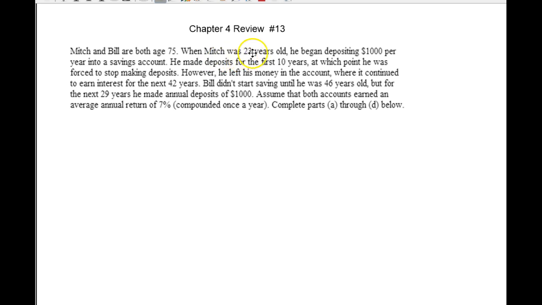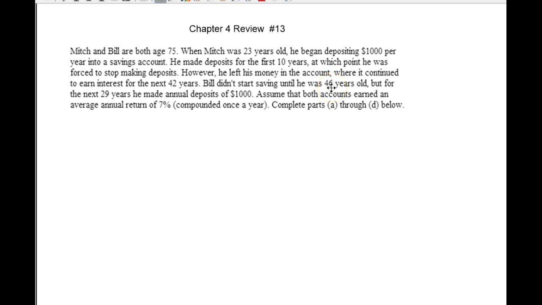One of them several years ago started depositing $1,000 into a savings account. He did it for 10 years and then he had to stop, but he just left it in the account and didn't do anything else to it. It just earned interest for 42 more years. And then Bill, he didn't start until he was 46.